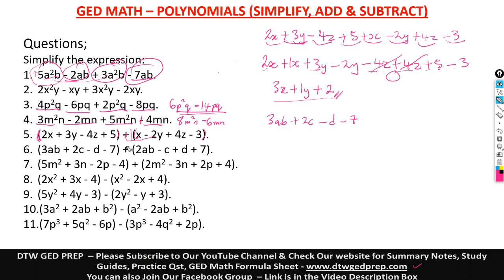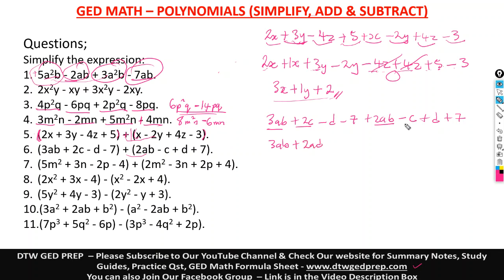Now here we have a positive, so positive will multiply everything here. So positive times 2ab, that's a positive 2ab. Positive times a negative c will give us what? A negative c. Positive times positive will give us a positive d. A positive times positive 7 gives us a positive 7. So we can combine like terms. This guy is the same as this. So we group them close to each other.